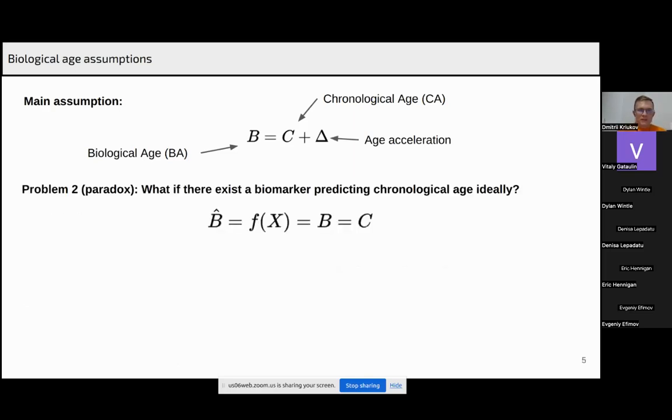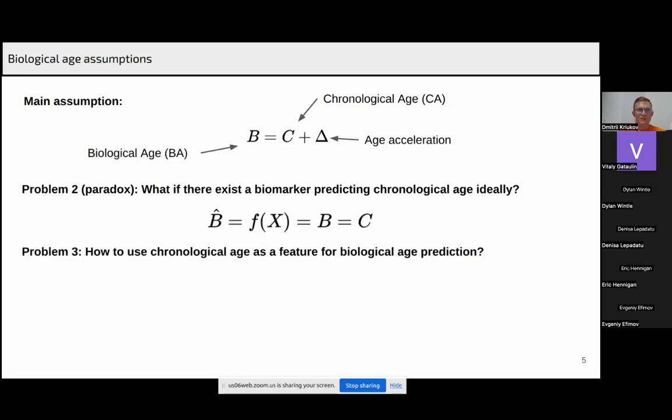The second problem is a specific problem for supervised machine learning algorithms trying to predict biological age. The problem is formulated as a biomarker paradox, namely, what if there exists a biomarker predicting chronological age ideally? This means that suppose we have a biomarker X which predicts biological age exactly as chronological age. Suppose that such a biomarker actually exists. In this case, there is no delta term because B is precisely equal to C, and such aging clocks become useless because we don't have a delta term here.